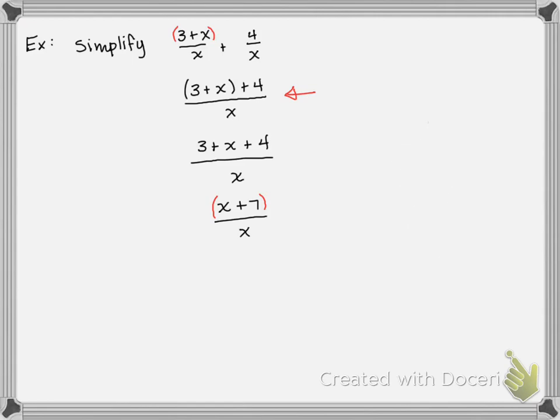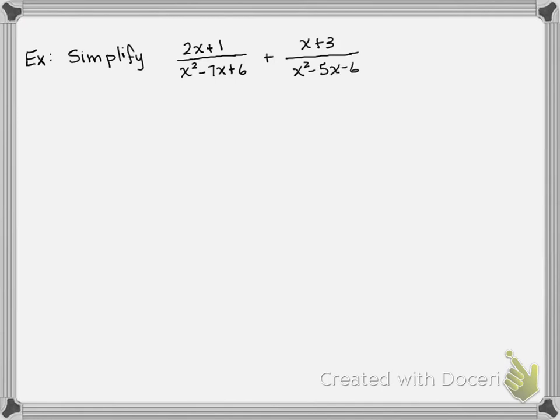Okay, so let's do one where we have to actually get common denominators. I'll start with (2x plus 1) over (x squared minus 7x plus 6) plus (x plus 3) over (x squared minus 5x minus 6). Okay, so adding and subtracting.